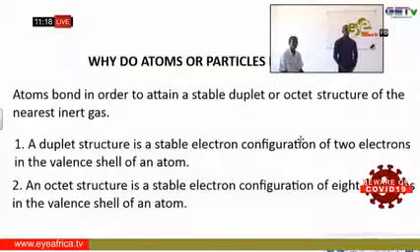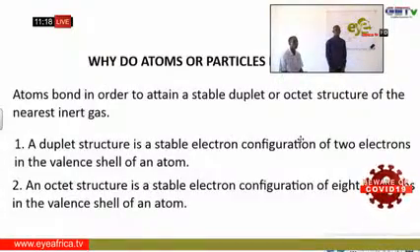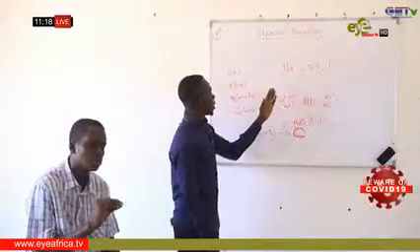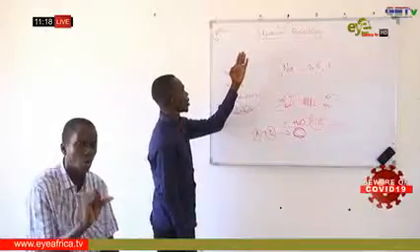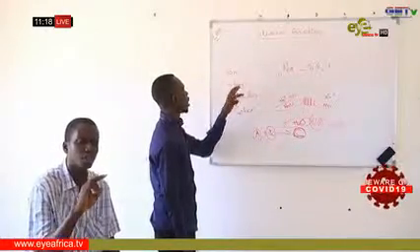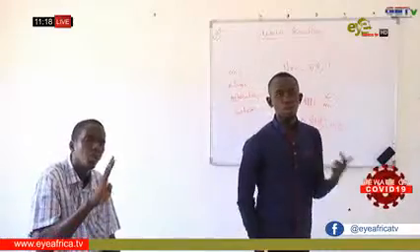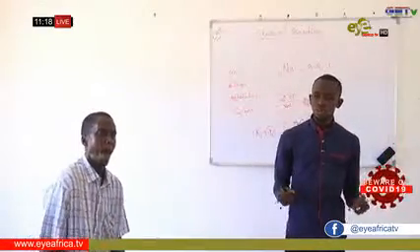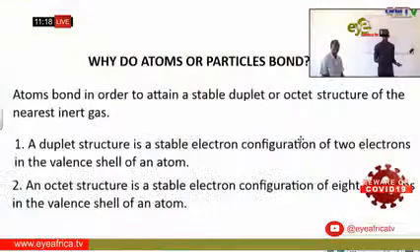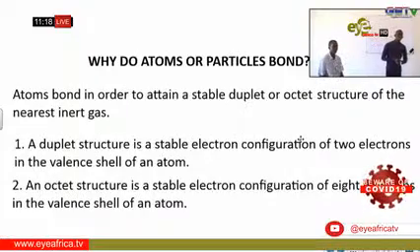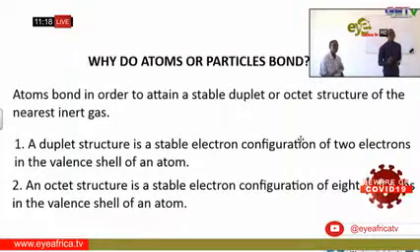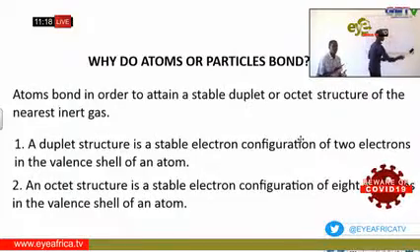And also we have, where do atoms or particles bond? Yes, we said bonding is the chemical combination of ions, atoms or molecules. Why are these atoms or ions or molecules bonding? Why do atoms or particles bond? We should know the reason. And here it says, atoms bond in order to attain a stable doublet or octet structure.